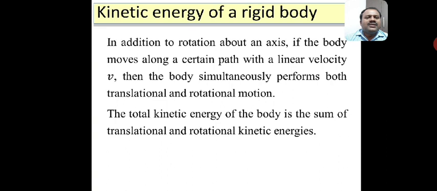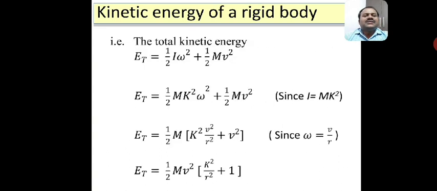So therefore, the total kinetic energy of the body is the sum of the translational kinetic energy and rotational kinetic energy. So therefore, the total kinetic energy Et is equal to half into I omega square, the rotational kinetic energy, plus half into mv square, the translational kinetic energy. Now, I can be written in terms of radius of gyration as mk square. So therefore, Et is equal to half mk square omega square plus half m into v square.